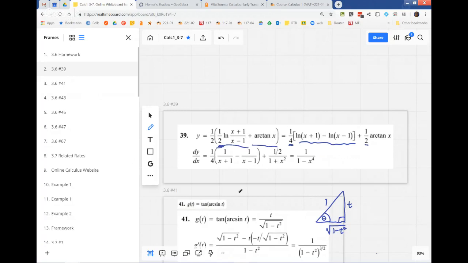Okay, now the derivative. To take the derivative of the constant 1/4, you leave that there. What's the derivative of the natural log of x plus 1? As you know, it's 1 over that thing you were taking the natural log of, minus the natural log of x minus 1, 1 over that. Then we have this 1/2 and the arctangent of x, which I didn't have you memorize, but the derivative is u prime over 1 plus u squared. In this case the derivative of x is 1, so 1/2 times 1, over 1 plus x squared. This basically comes from the derivative of the arctangent.